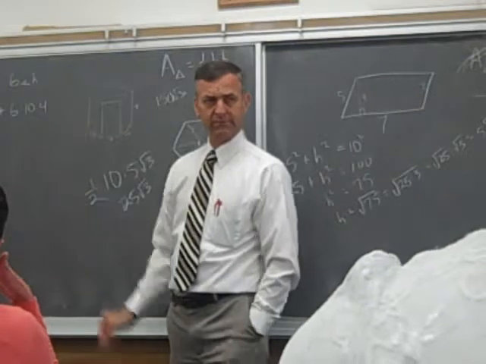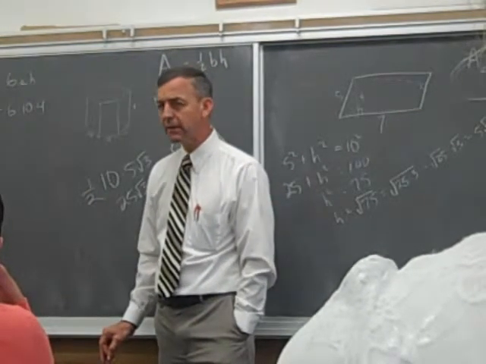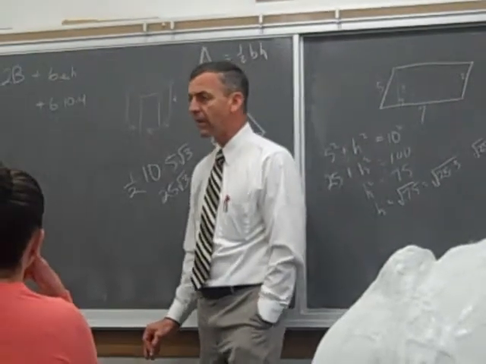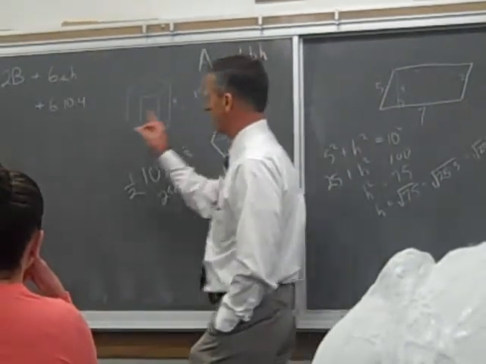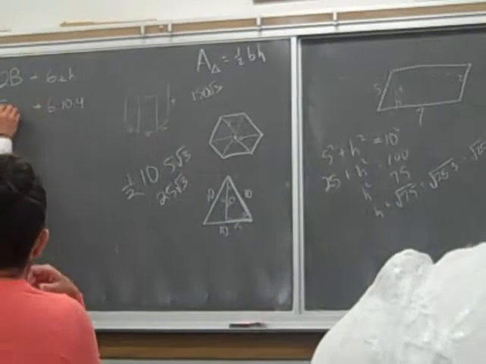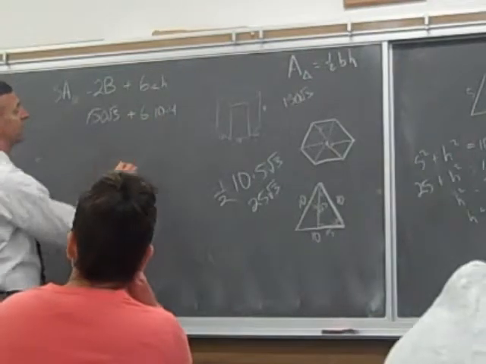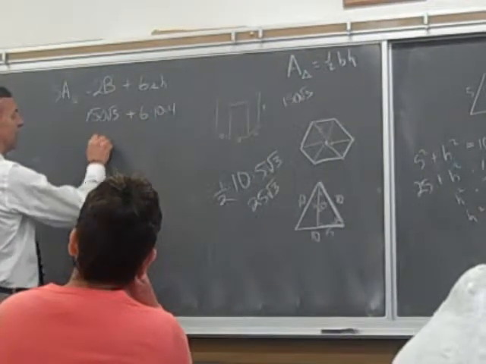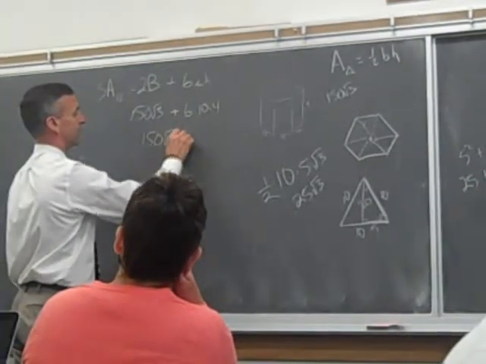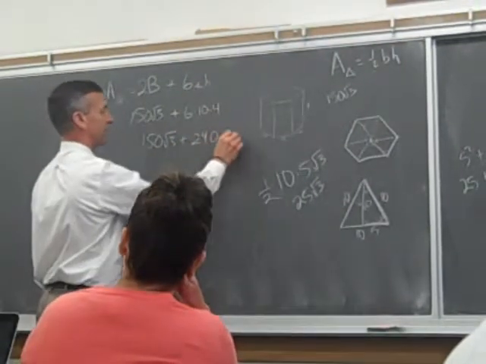So 6 of these would be 150 radical 3, which is the area of the lateral surface. Lateral means what again? Side, the sides. Now all we've got to do is put that together here: 150 radical 3 plus this, which is what, 240? 150 radical 3 plus 240, and that's all in feet squared.